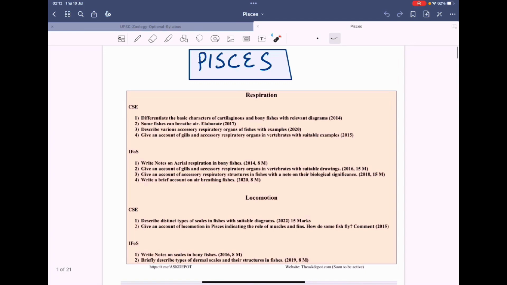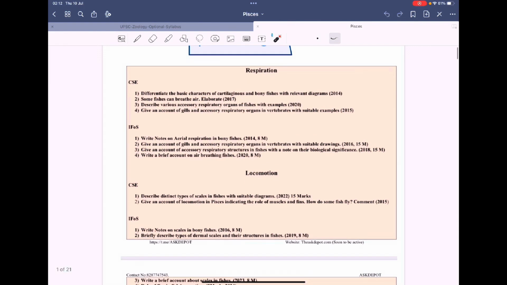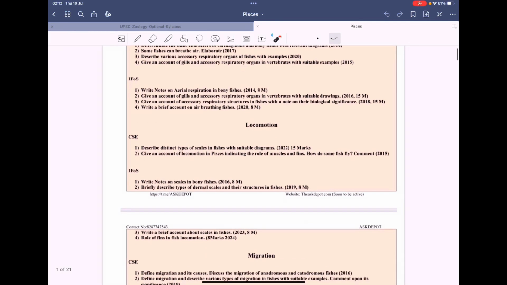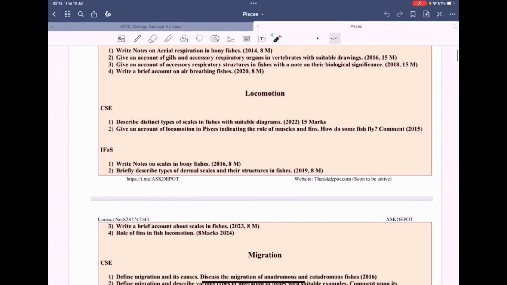And if you will see the previous year questions, here the questions have been asked about the respiratory organs like accessory respiratory organs, or even in the base, how there is this aerial respiration, how the gill respiration takes place, the account of gills, accessory respiratory organs. So we will discuss them in detail.